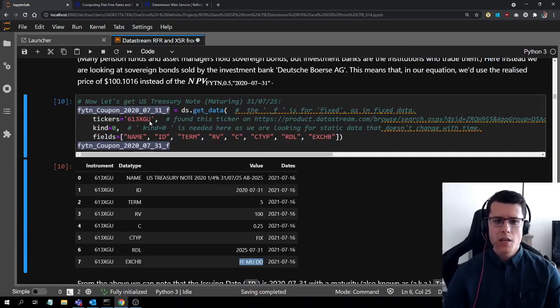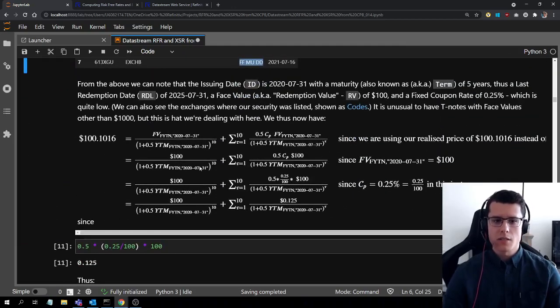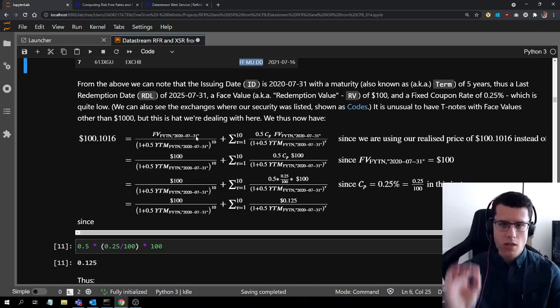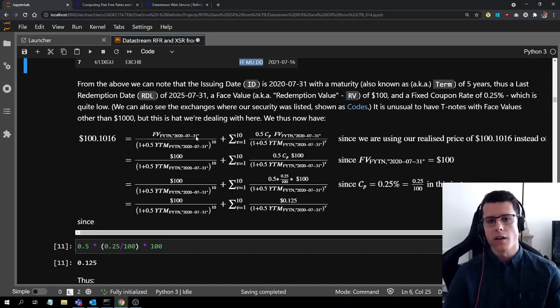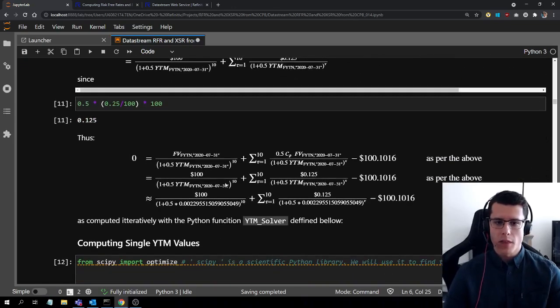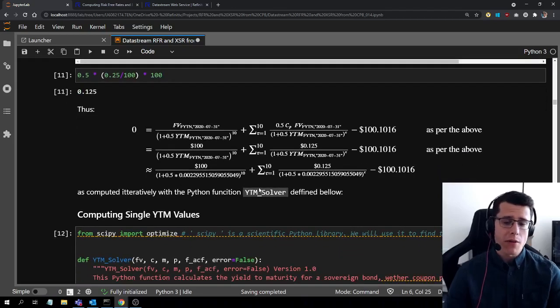If I scroll down, I've inputted all of this data. You can see that it's not comma T anymore, it's comma 2020-07-31. So I'm looking at the actual date of issue, and I'm putting all of the information in, and then calculating the yield to maturity. However, if I look here, you can see that this is the yield to maturity equation, and there are 2 of them. As a matter of fact, there's 10 of them. Yes, there's 10 yield to maturities.